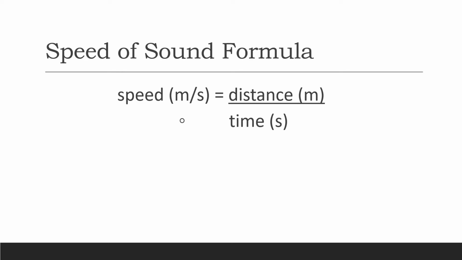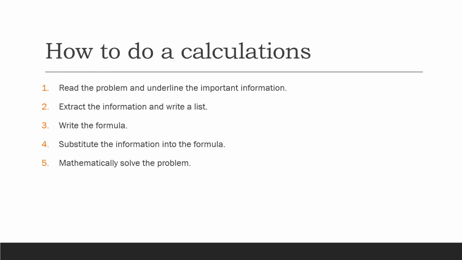Now once again we will be using a speed of sound formula or a speed formula. So remember, speed is calculated as distance divided by time. We will also be using a problem-solving method to work out the calculations. So we'll read the problem and underline key points. We'll extract the information, write the formula, substitute and mathematically solve. Let's do a couple of examples.